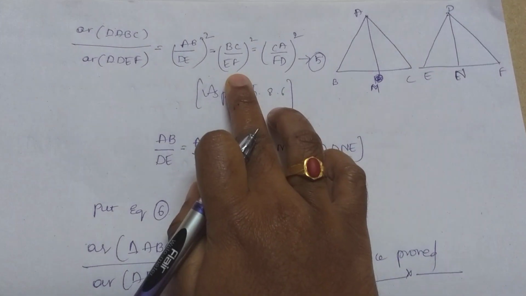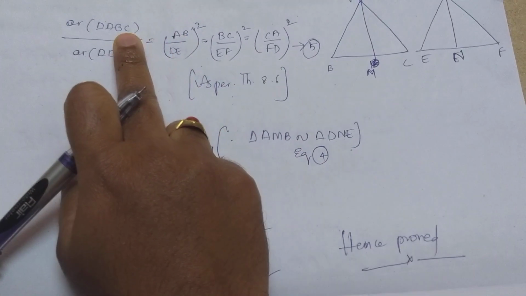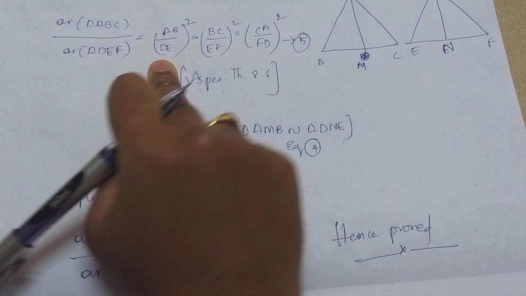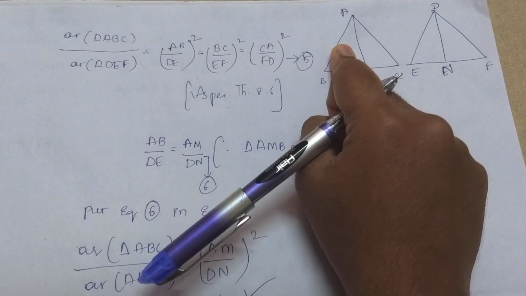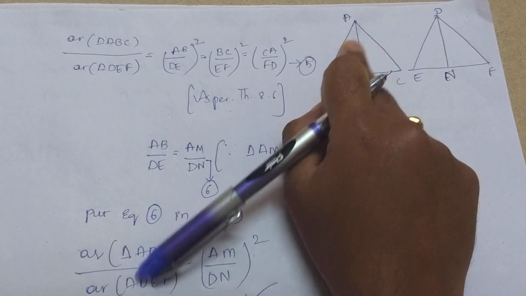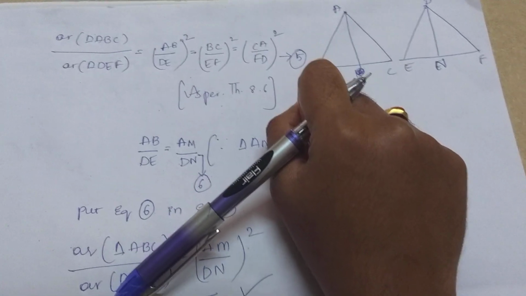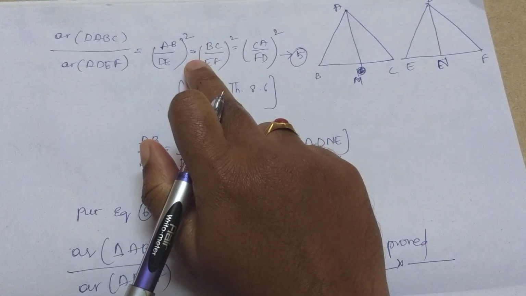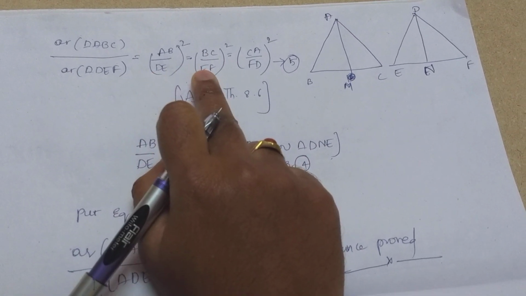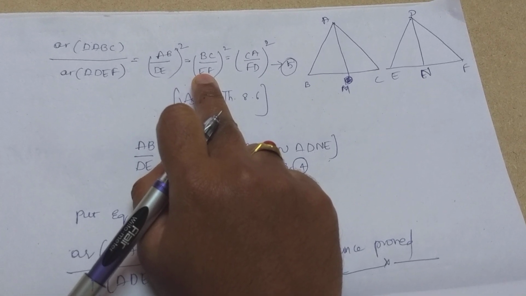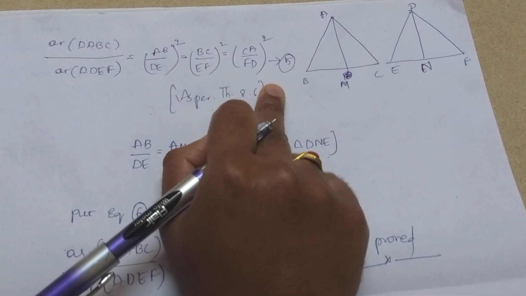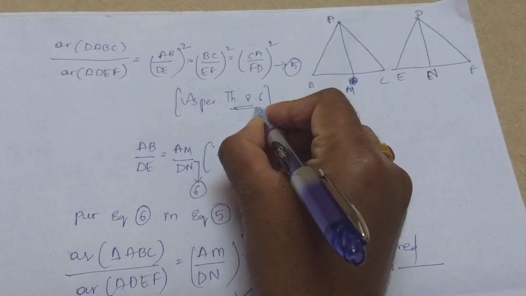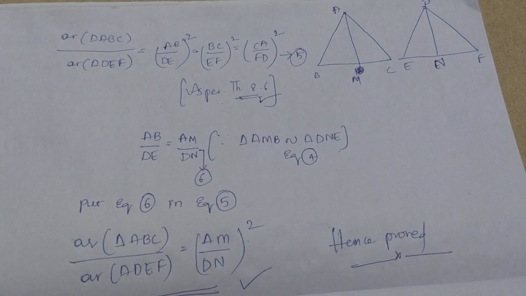After that, as per theorem 8.6, the ratio of area of triangle ABC by area of triangle DEF equals, what is it as per theorem 8.6? The ratio of squares of their corresponding sides. The corresponding sides are AB and DE, so it becomes AB by DE whole square equals BC by EF whole square equals CA by FD whole square. This is as per theorem 8.6. In brackets you have to mention the reason on which basis you have written the step.